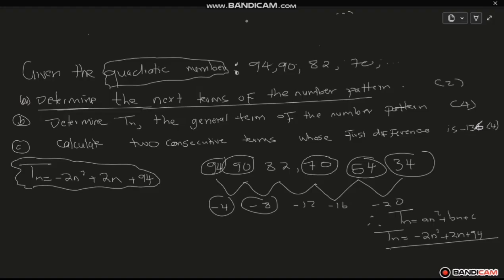I hope you understood it. But if you didn't, please make sure that you pause the video. Okay. Calculate two consecutive terms whose first difference is negative 136. Then they say it's 4 marks. Okay, let me make space for myself so I can answer this question.